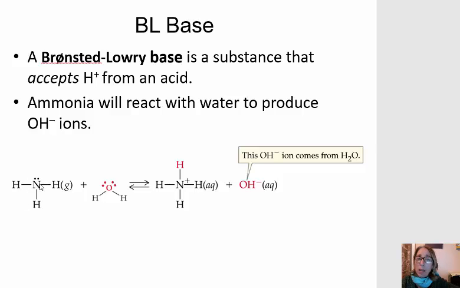That lone pair allows it to accept a proton from water. And after ammonia accepts that proton, this lone pair is used for a bond to that new hydrogen, and it forms this polyatomic ion known as ammonium, and water then becomes hydroxide.